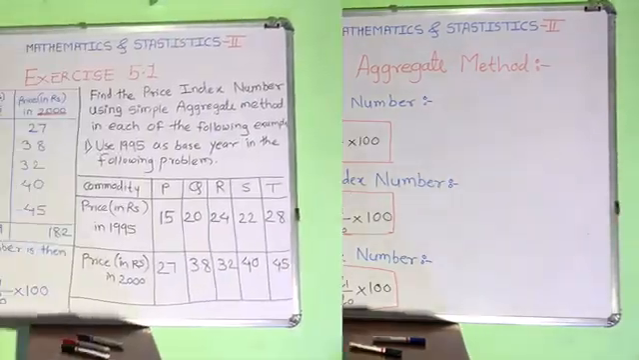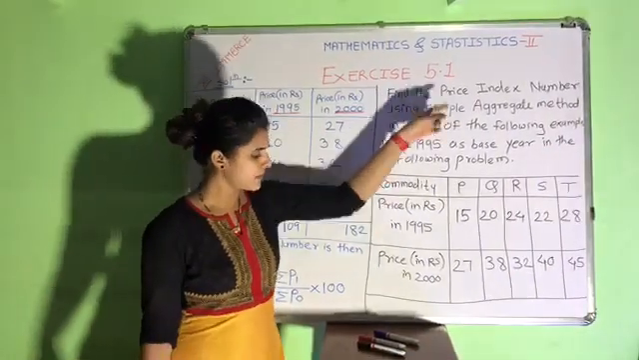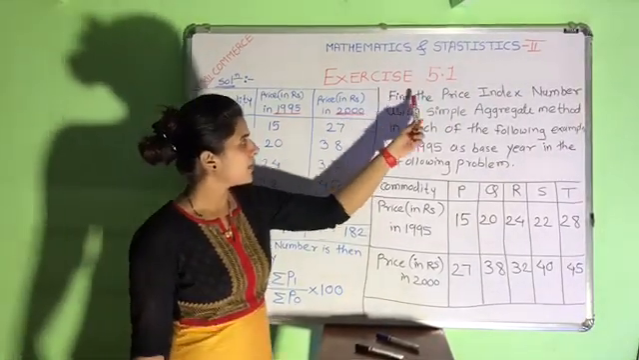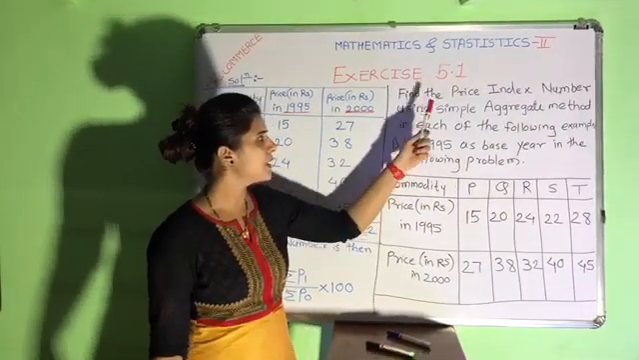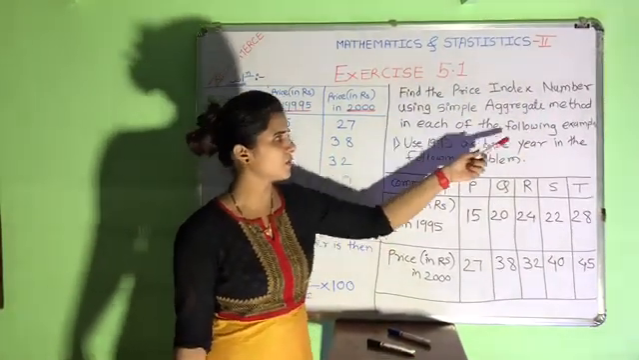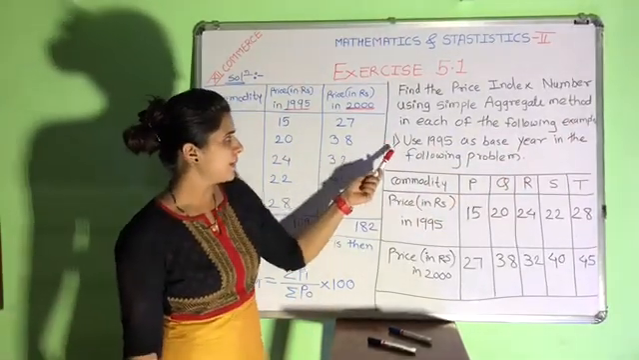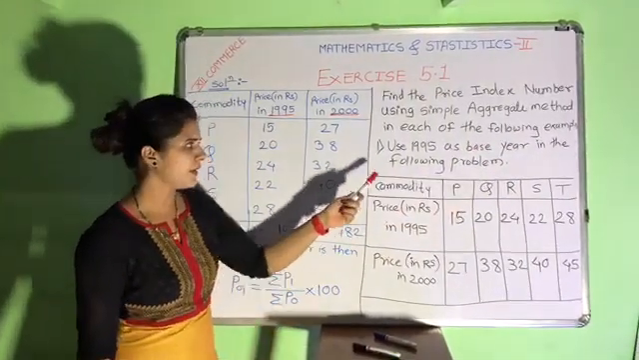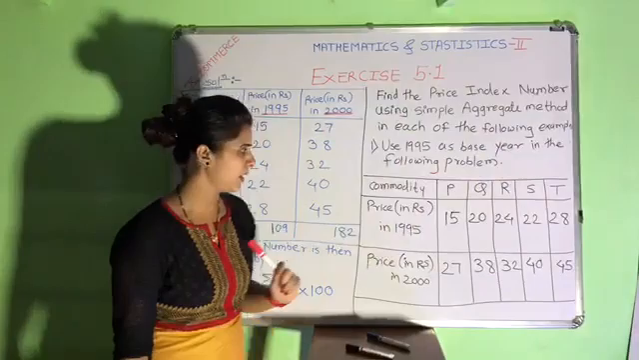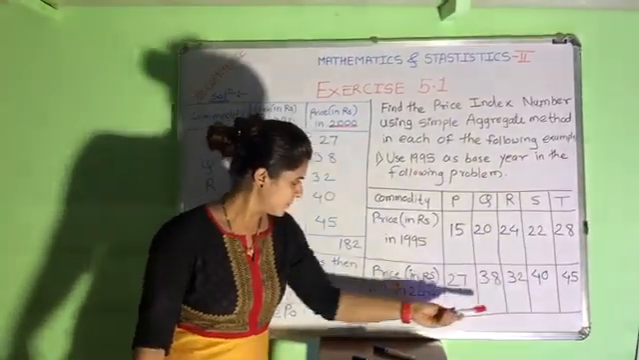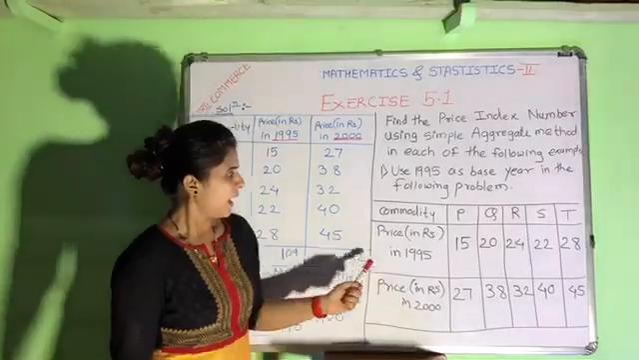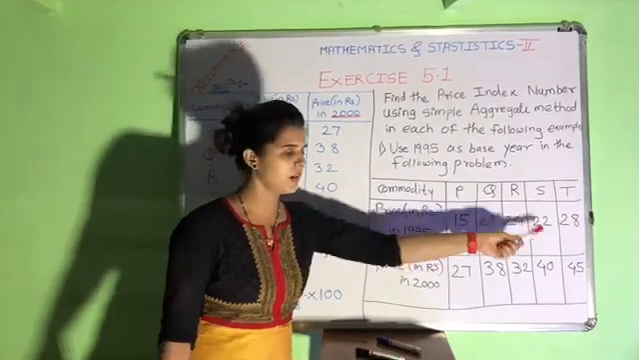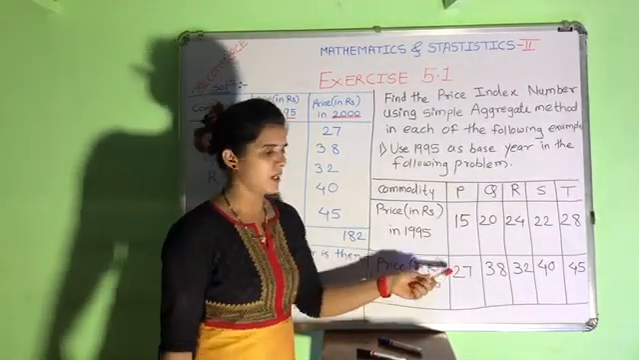Go to next. अभी हम लोग एक्सरसाइज 5.1 स्टार्ट कर रहे हैं. In exercise 5.1, first example, find the price index number using simple aggregate method in each of the following examples. Example number first, use 1995 as a base year in the following problem. They are already given 1995 as a base year. Okay. Now see our first example. Commodities P, Q, R, S, T are given. Price in rupees in 1995 are given. Price in rupees in 2000 are given.